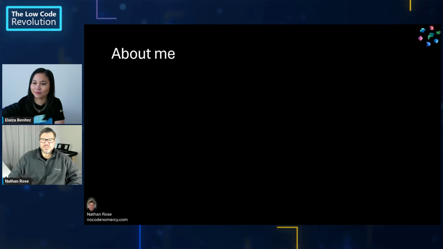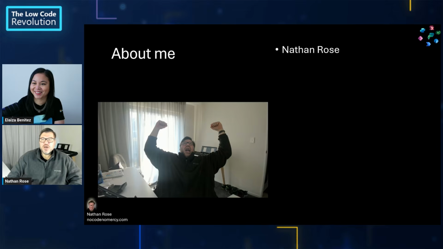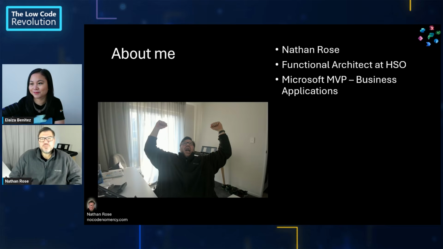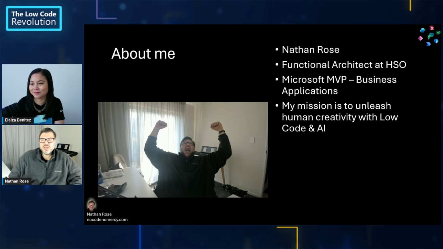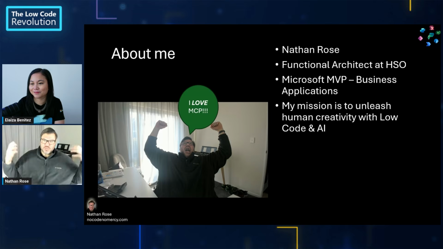Well, kia ora, everyone. As Eliza said, I'm Nathan Rose. I am a functional architect at HSO based here in beautiful Auckland, New Zealand. I'm also a Microsoft MVP in business applications. My mission is to unleash human creativity with low code and AI. And I absolutely love MCP, and by the end of our time together, you're going to love it as well.